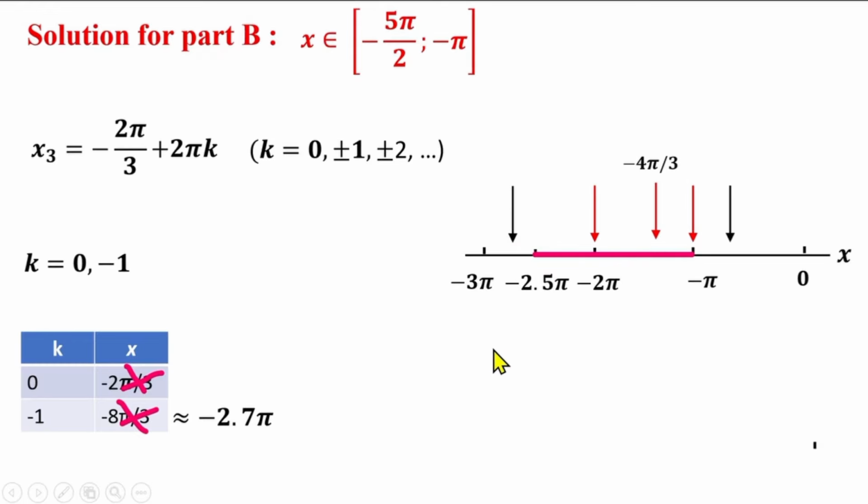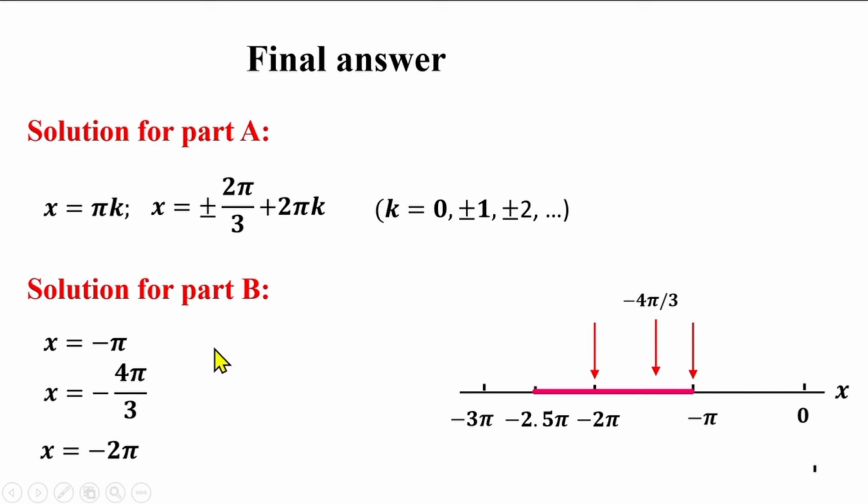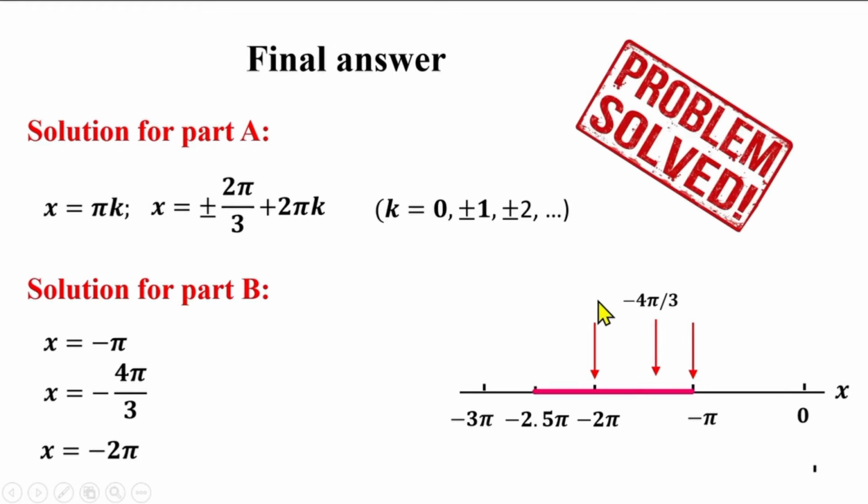finally, we can formulate the final answer for our problem. The solution for part A is here. The solution for part B contains three values of x, which are here in graphical form. Here it is in numbers. And for the time being, the problem is solved completely.